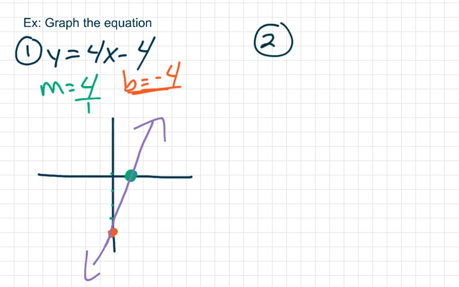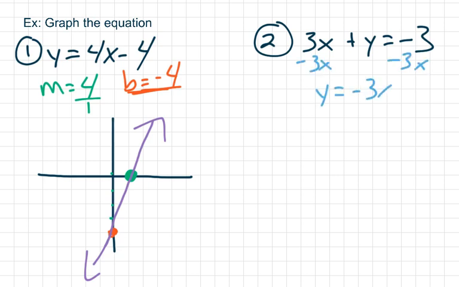Let's try another one here. Number 2. Let's go 3x plus y is equal to negative 3. This is not in slope-intercept form, so we need to put it in slope-intercept form first. I'm going to do that by subtracting 3x from both sides. y is equal to negative 3x minus 3. Go ahead, identify your slope and y-intercept. Your slope is negative 3. Your y-intercept also negative 3.